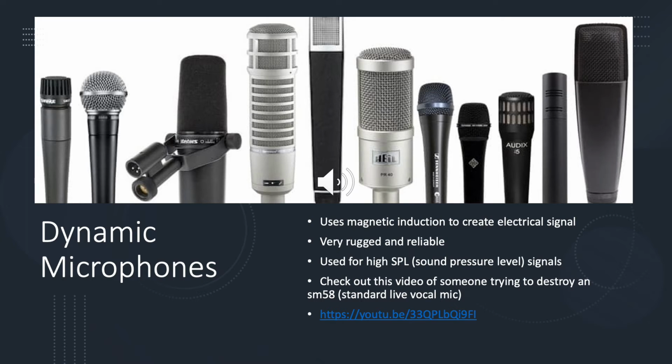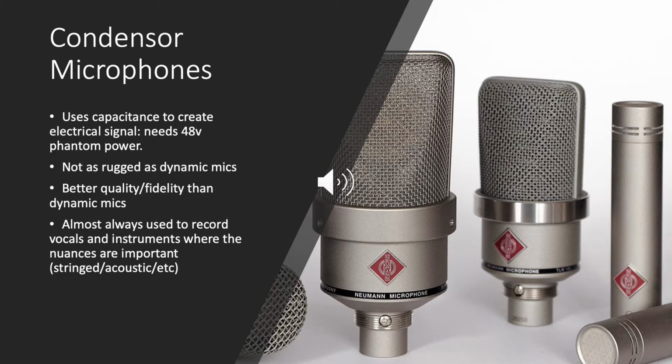Overall, dynamic microphones are very rugged, so usually you'll find these in live performances because they can be dropped, things spilled on them, stepped on, whatever else, and they'll still keep working. And they're also really good for high sound pressure levels like kick drums, loud guitar amplifiers and such. So that's the dynamic microphone.